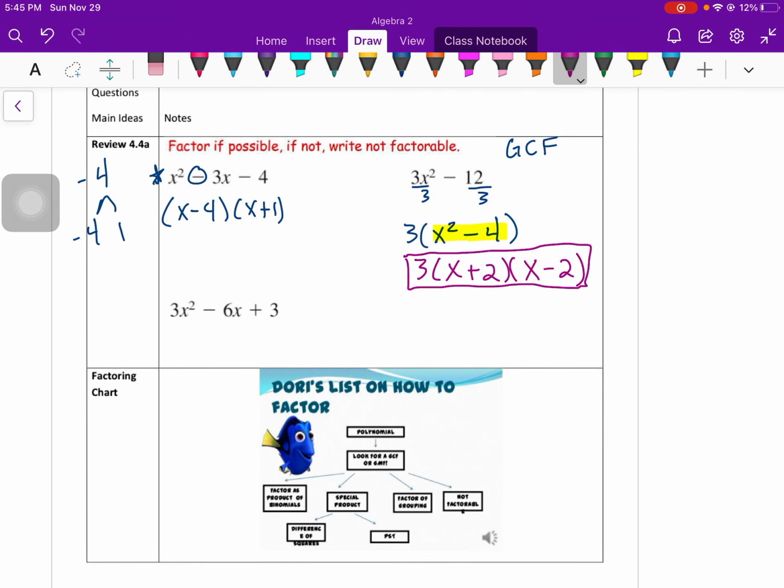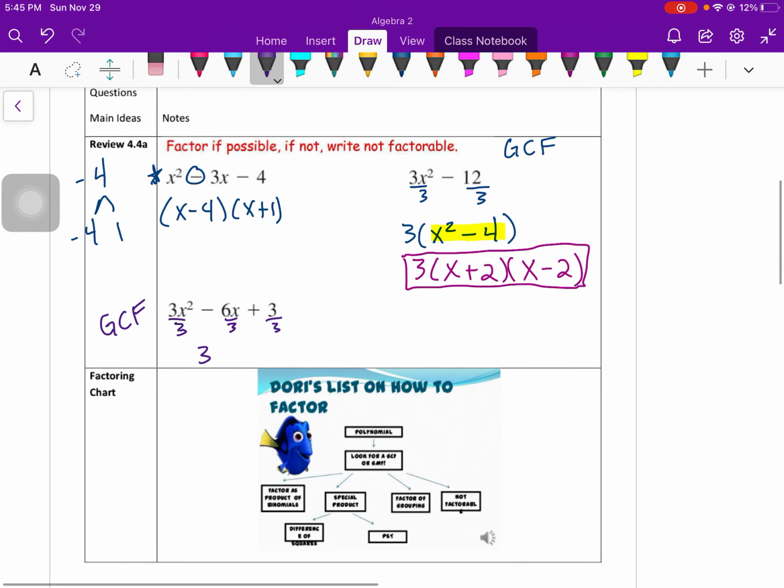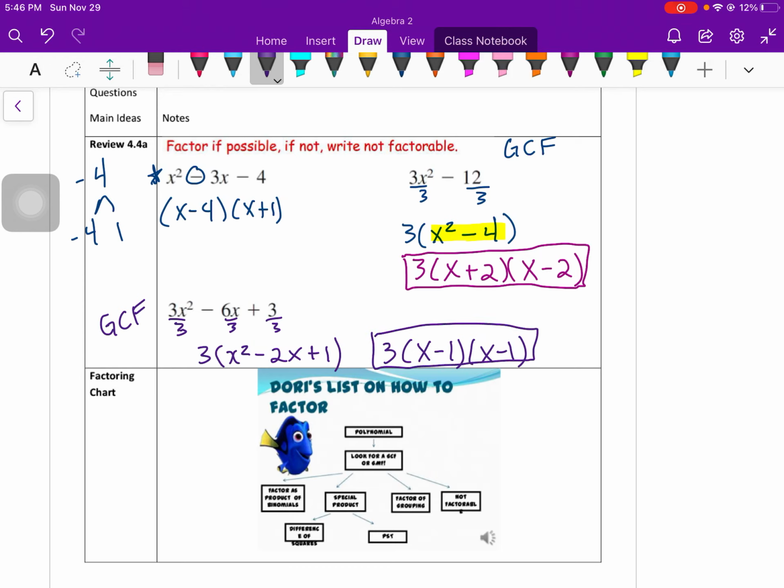And the last one for review here, 3x squared minus 6x plus 3. Again, we're going to look for the GCF, the greatest common factor, and I see that each of these is divisible by 3. So I'm going to take a 3 out front, and I'm left with x squared, 6 divided by 3 is going to give me a -2x, 3 divided by 3 is going to give me a positive 1, and we'll see if that is factorable. I've got a -1 and a -1 that add up to give me -2, so I can factor that further. So I'm going to keep my 3 out front, and I've got x minus 1 times x minus 1, and that'll multiply out to give me my original polynomial.